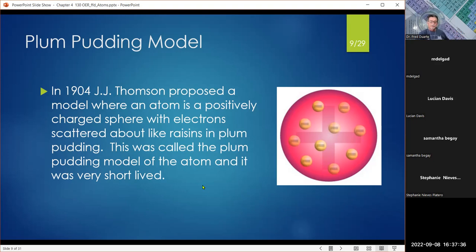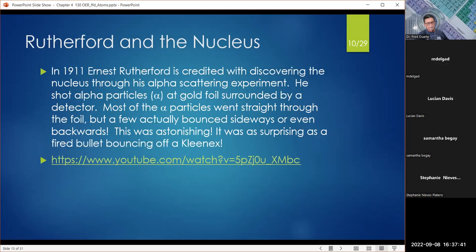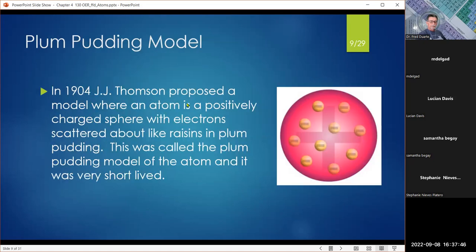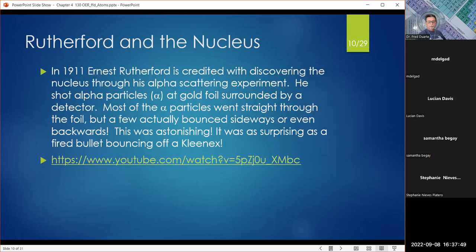So that was his model, but it didn't last very long, because along comes another scientist, note the time, 1911 versus 1904. Now what he did was take some similar experimentation using similar equipment, but in his case, he was able to generate what are called alpha particles. The important thing here is they're big, giant particles. And he took these particles and he bombarded a gold foil.